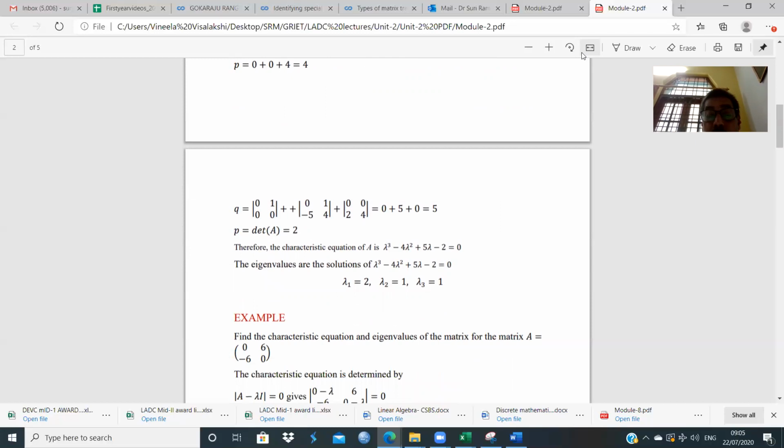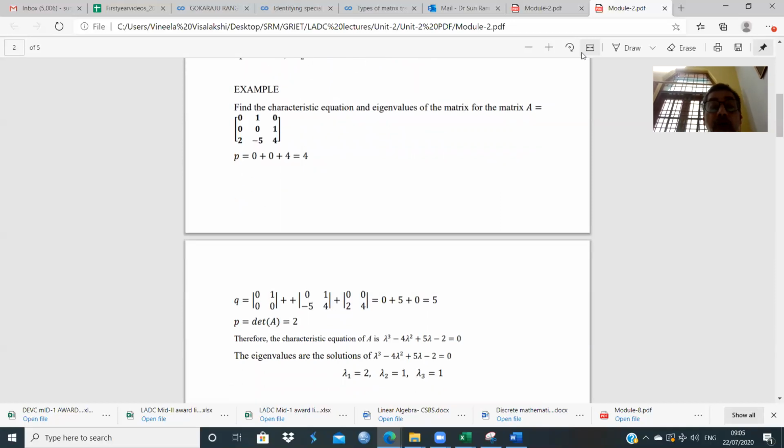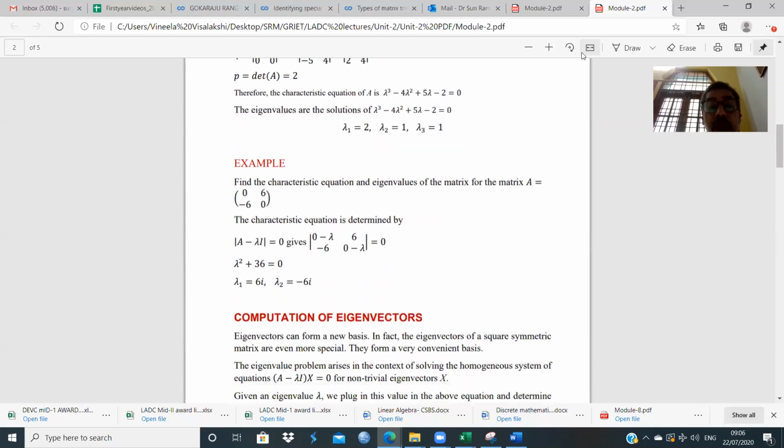And when we solve this equation, we get lambda 1 is 2, lambda 2 and lambda 3 both identically equal to 1. Now, this matrix A is not symmetric. Well, we cannot talk about any generalization of such matrices, but we got real eigenvalues.